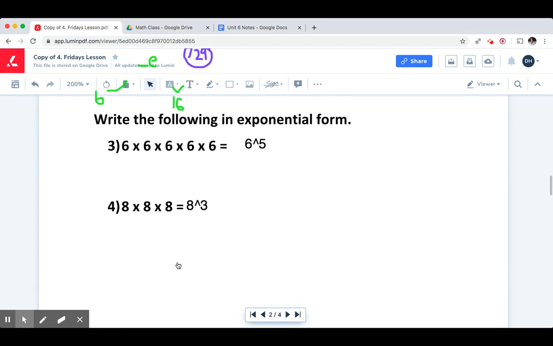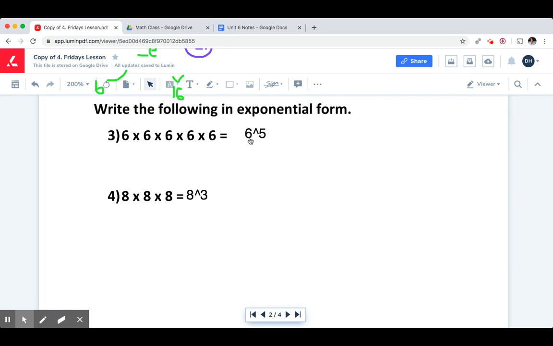Next, we were given the expanded form and we needed to write it in exponential form. First number sentence is 6 times 6 times 6 times 6 times 6. Here, 6 is being multiplied by itself, so my base has to be 6. To figure out my exponent, I ask myself, how many times is 6 being multiplied? 1, 2, 3, 4, 5. My exponent is 5.